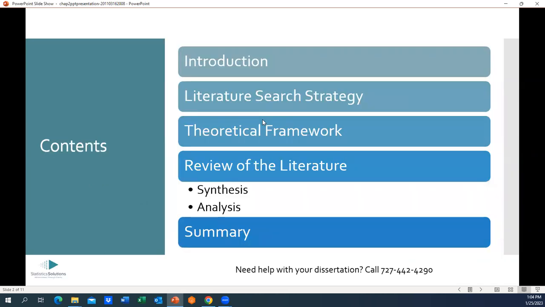Okay, this is what we're going to be covering today. Basically the contents of the chapter: introduction, literature search strategy, theoretical framework, the review of the literature, and the summary. The review of the literature section is probably about 80% of the lit review. It's the bulk of the lit review. That's where you're actually analyzing and talking about the studies. And that's always going to be different, right? Because everybody's study is different. It focuses on different things. So the way that's structured, the content of what goes in there, is always going to be different.